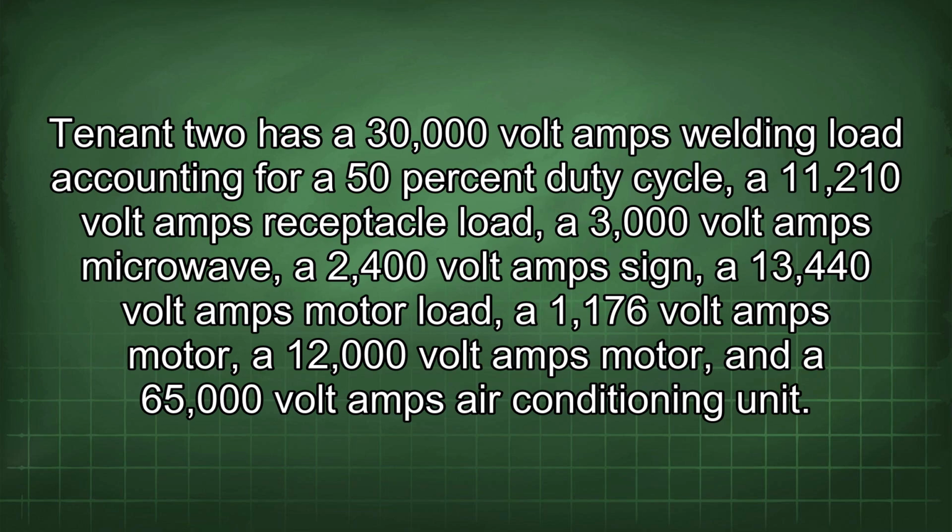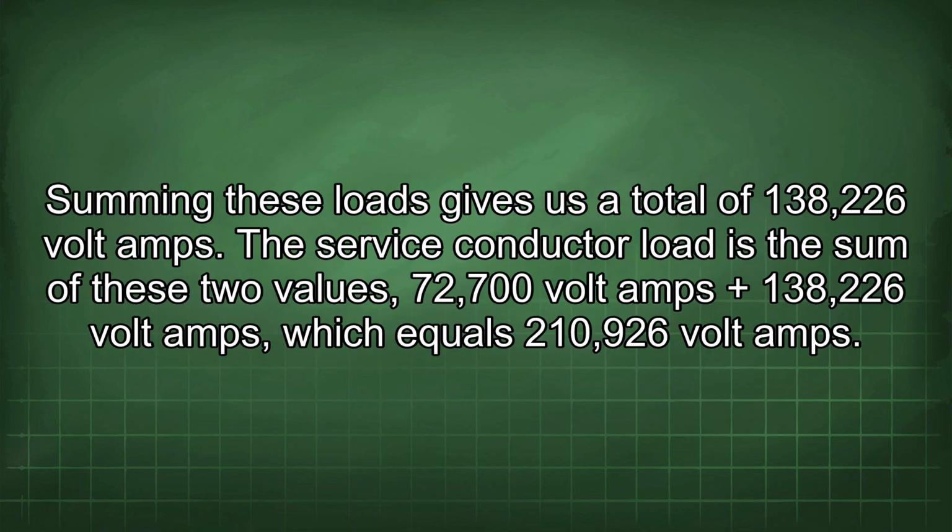Tenant 2 has a 30,000 volt amps welding load accounting for a 50% duty cycle, an 11,210 volt amps receptacle load, a 3,000 volt amps microwave, a 2,400 volt amps sign, a 13,440 volt amps motor load, a 1,176 volt amps motor, a 12,000 volt amps motor, and a 65,000 volt amps air conditioning unit. Summing these loads gives us a total of 138,226 volt amps.